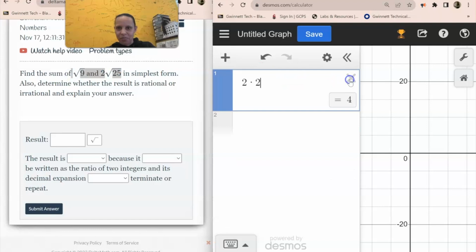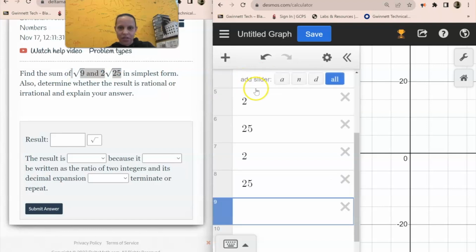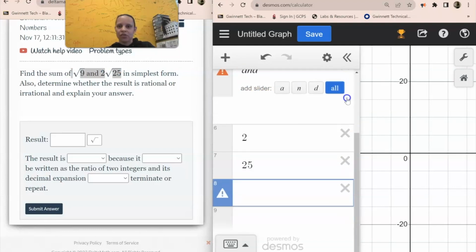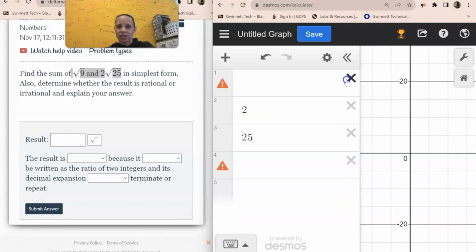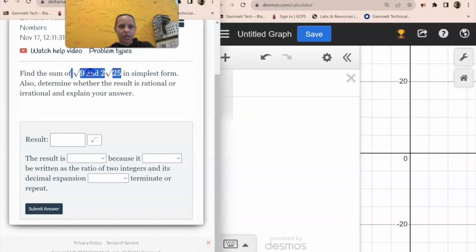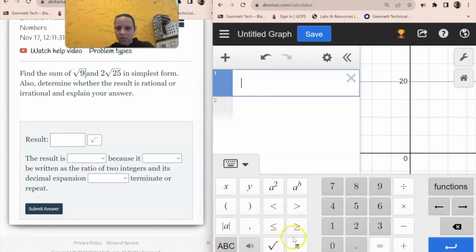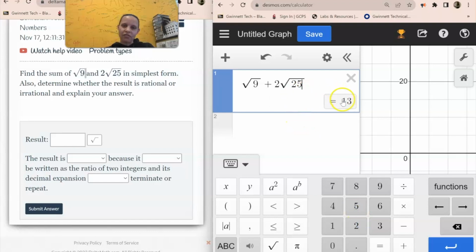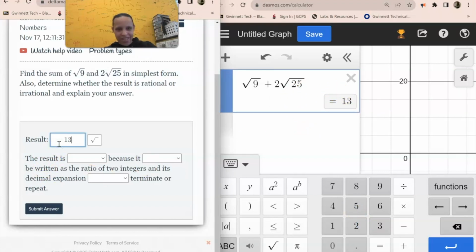Let's see what it'll let me copy. So let's copy that. Ooh, okay, that looks all weird. All right, so I guess I have to type it in. All right, so radical 9 and sum means plus 2 radical 25. So when I finish this answer, oh, look at this. The answer is 13. Put in 13.